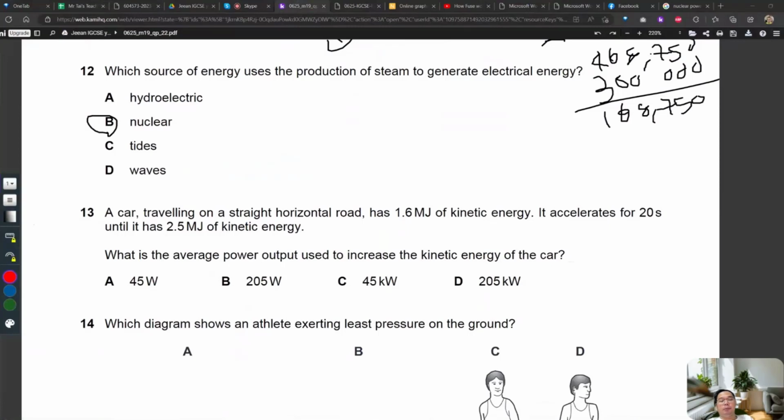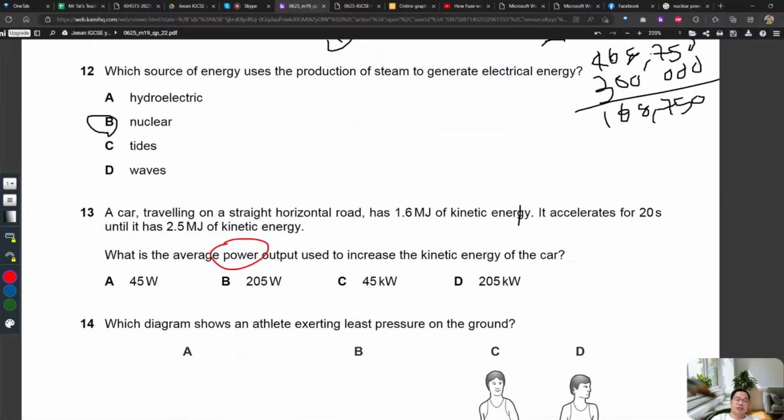What does it mean by power? What is the equation of power? You can open the formula sheet and check it. Tell me the equation to calculate power. Work done over time taken. Exactly. And sometimes the work is the same as the increase of energy.